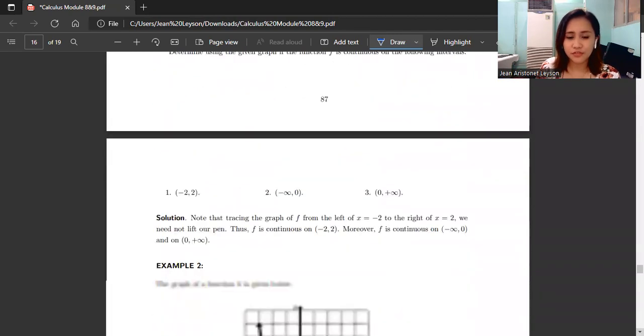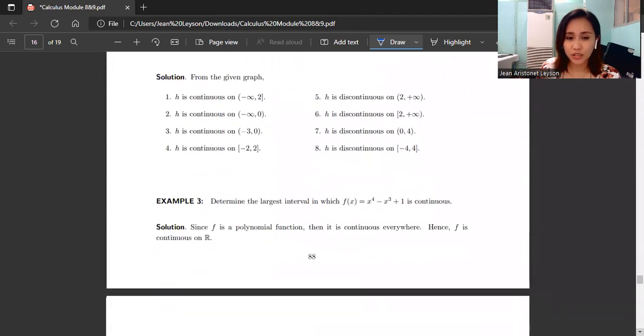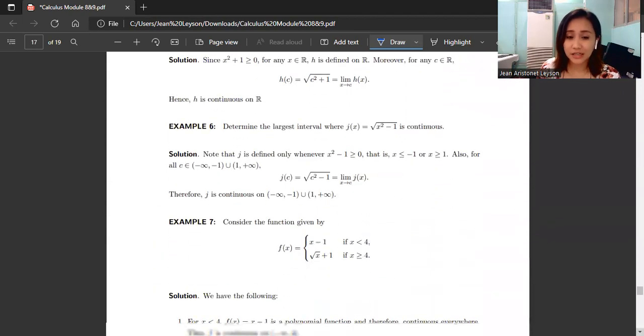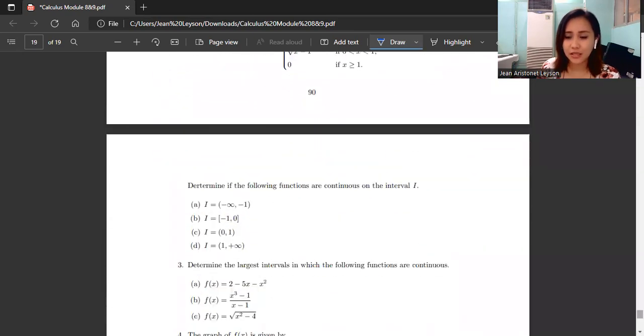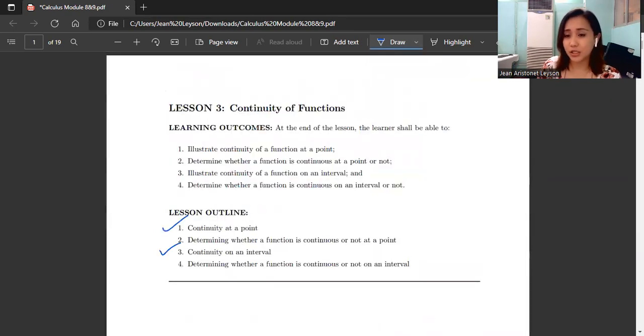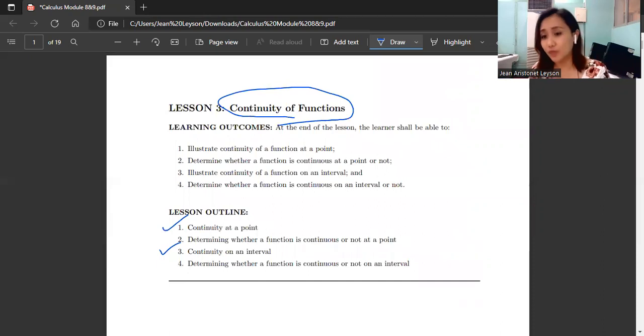So below, we have the solved examples. Again, you can try to work on these examples on your own, try to study, try to solve the problems on your own for you to be able to practice and understand the concepts and the topics better. So that's it for my discussion on continuity of functions. If you have questions, clarifications, again, you're always free to ask.